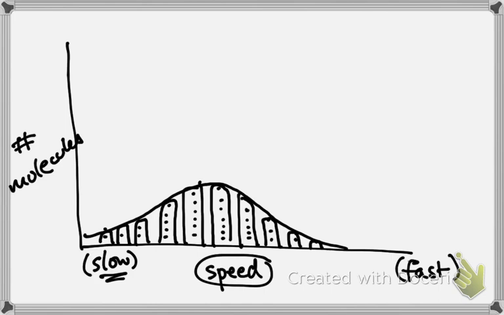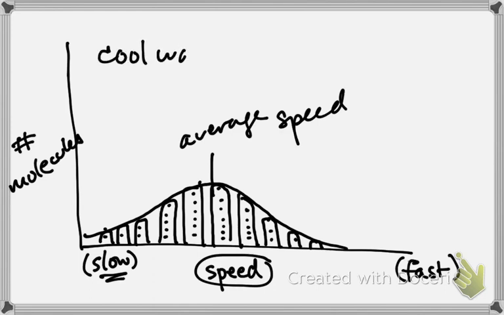All right, and then if we wanted to, we could do some mathematics here, and we could say, well, what if I wanted to know their average speed? So we could calculate a mean. We would add up all the speeds that you timed for these guys, and then you would take the number of molecules and divide by that. And looking at our curve here, we're probably going to get something like this. Here's the average speed. So this is for our cool water.